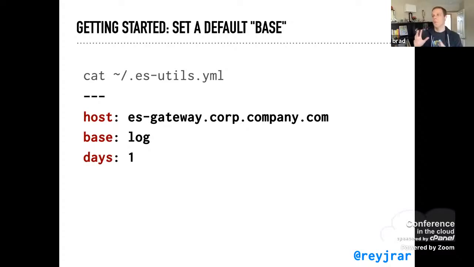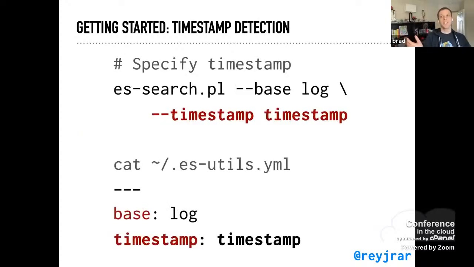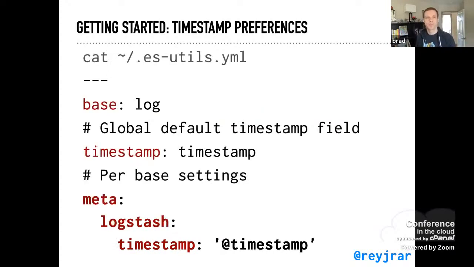Again, I don't like to type, so we can specify the default number of days and the default base so that we don't have to specify those on the command line. And timestamp, we can set the timestamp via the command line, or we can add that timestamp again into ESUtils, so that you won't have to provide that hint any longer.